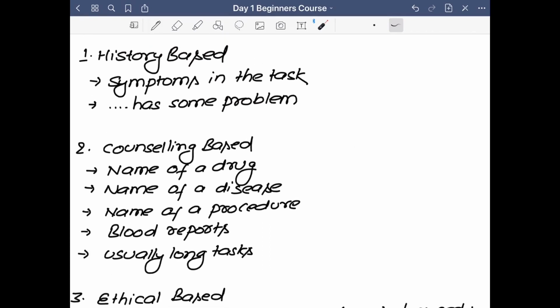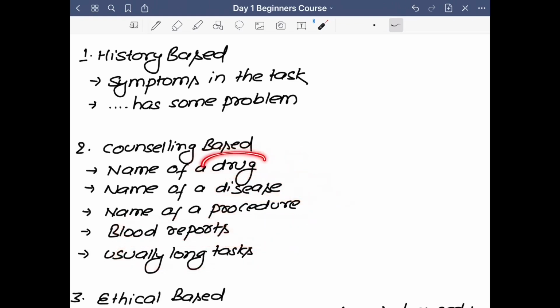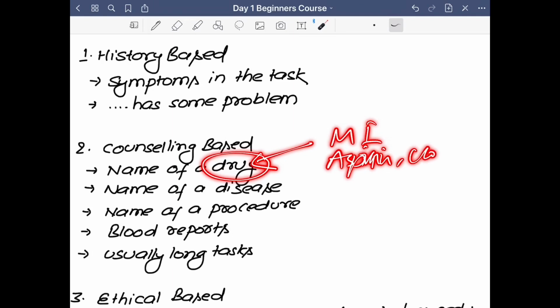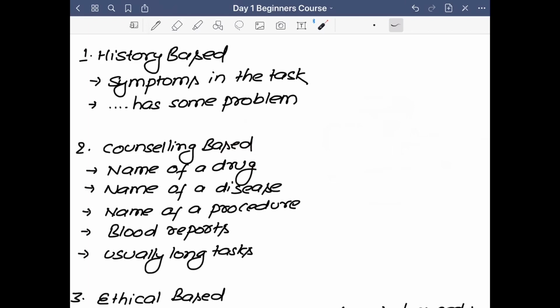The other category is the counseling-based station. In the counseling-based station, you will see either a name of a drug, a name of a disease, a name of a procedure, a blood report, or sometimes a usually long task. For example, they will say a patient has a myocardial infarction and is on aspirin, clopidogrel, atorvastatin, etc. In such a case, you have to identify correctly that this can be a counseling-based station and act accordingly.